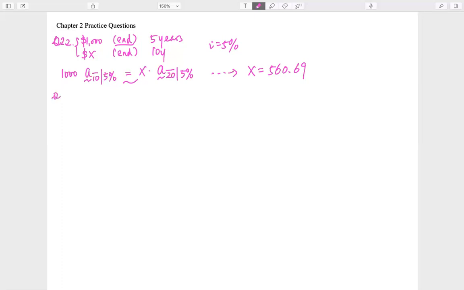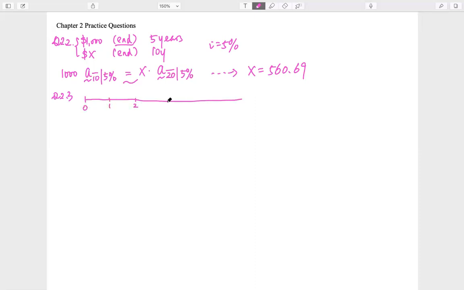The next one is 2.3. Starting now, Matt receives payments of 20 at the beginning of each of the next 3 years. Starting 3 years from now, Matt receives payments of $10 at the beginning of each of the next 3 years. The annual effective interest rate is 8%. Calculate the present value of those payments. For this question, you definitely should draw a timeline.